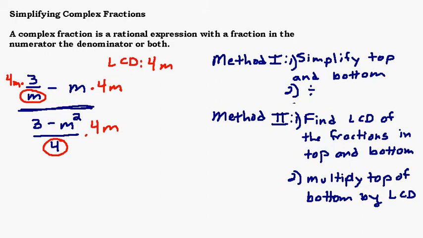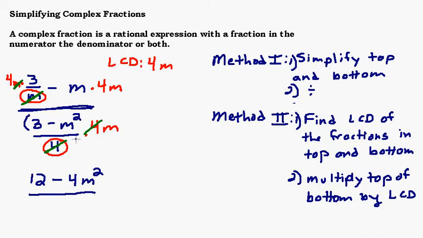We're going to cancel now. So this m is going to cancel with this m. Now nothing cancels here because there was no fraction. And in the bottom, the 4 cancels with the 4. Let's see what we have left. In the numerator, we've got 4 times 3 is 12 minus m times 4m. Well, that's 4m squared. What do we have in the bottom? We have 3 minus m squared times m.